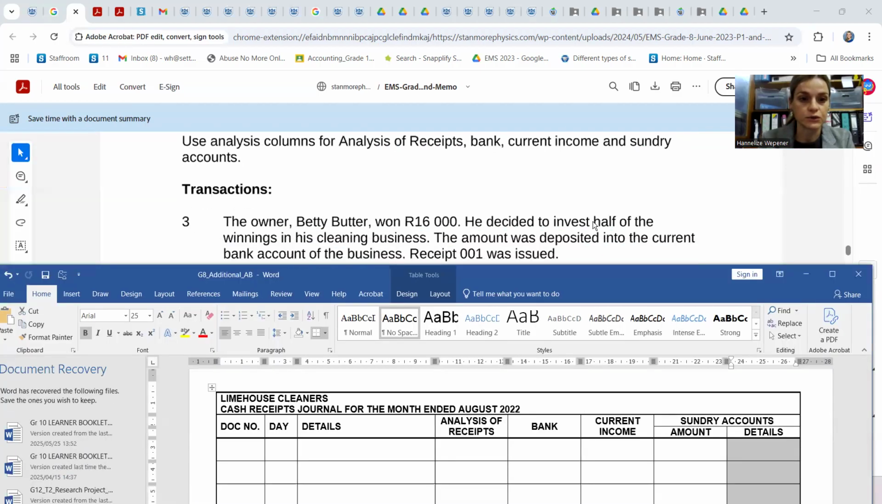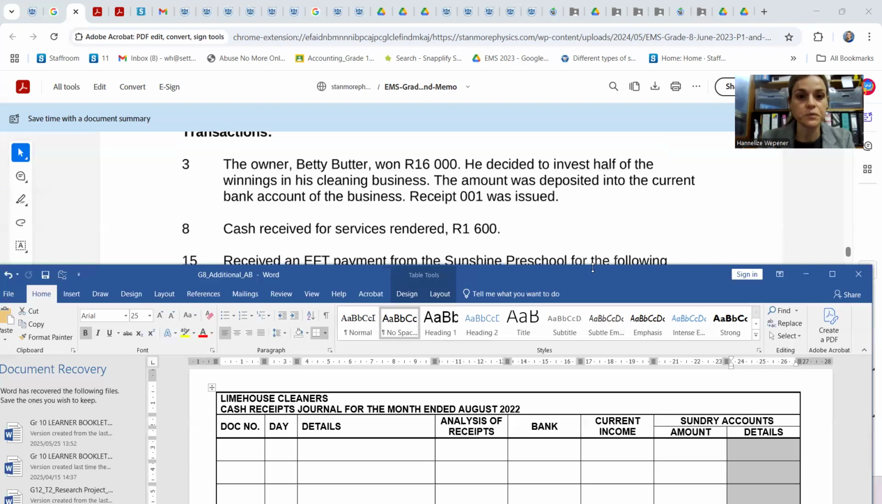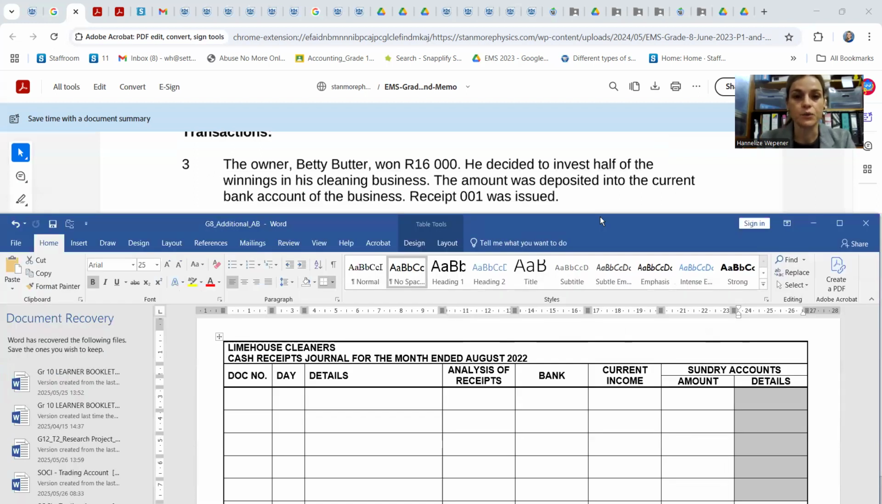Okay, so let's go. On the 3rd, the owner, Betty, won 16,000 Rand. Lucky lady. Oh, guy, because it's he. Okay, so Betty's a he. He decided to invest half of the winnings in his business. The amount was deposited into the current bank account of the business. And then we issued receipt number 1. Okay, so the document is receipt number 1 that we issued.